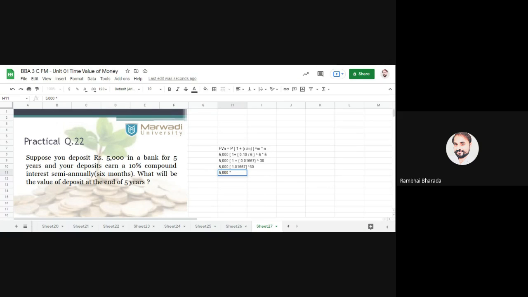So 1.01667 raised to 30. Your answer must be 1.6421. If there is any correction, please let me know. Am I right?